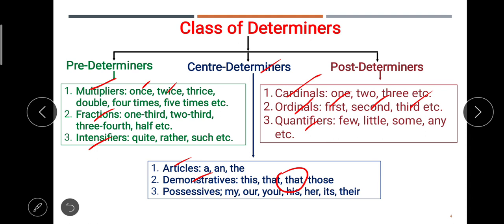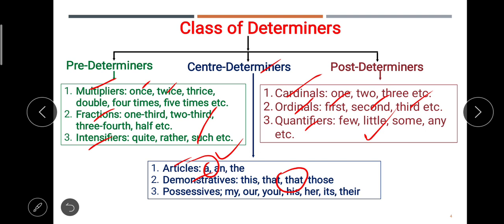Suppose we have to frame a sentence now, and let's see the order with the help of an example. Let me make the sentence: the soldiers have to survive on such a little amount of food. In "such a little", three determiners are there. Such comes from the class of predeterminers, a comes from the center determiners class, and the word little comes from the third class, that is, post determiners. And you can see the order.